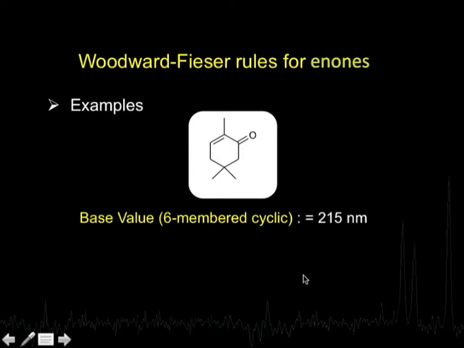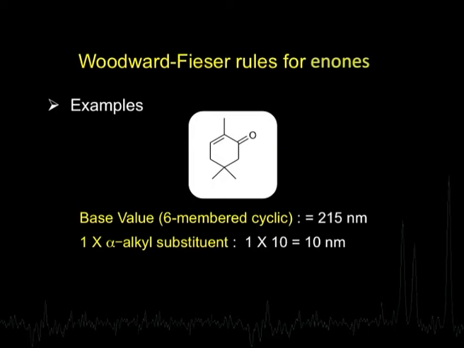Now what you find is, in the previous system we had the substitution at beta position. Now we have it at alpha position. This is very significant, because if I have an alkyl substitution at alpha position, the contribution is 10 nanometers, whereas for beta position it was 12 nanometers. If it is at gamma position, it is 18 nanometers. So the position of the substitution also matters here.